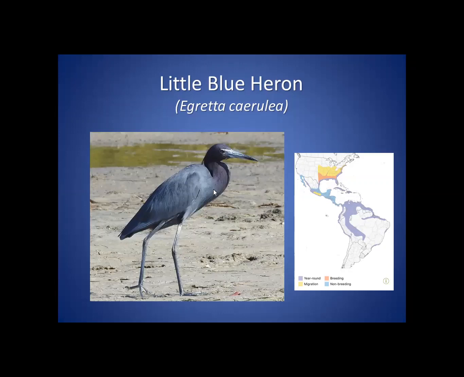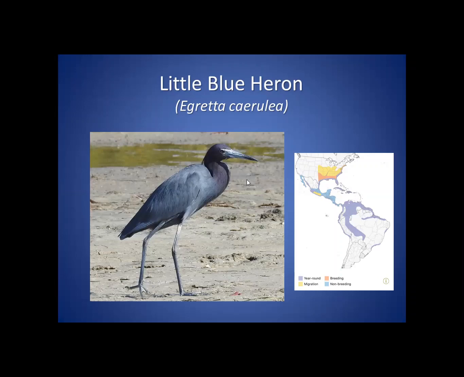So again, little blue heron, very distinct overall, just blue color on the back, on the belly, everywhere, purple on the head and neck. And take note of that bill, gray bill tipped in black. It's an important ID clue.